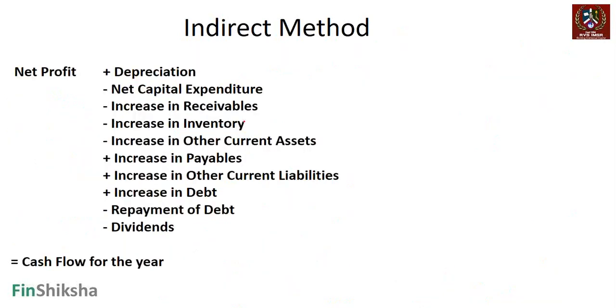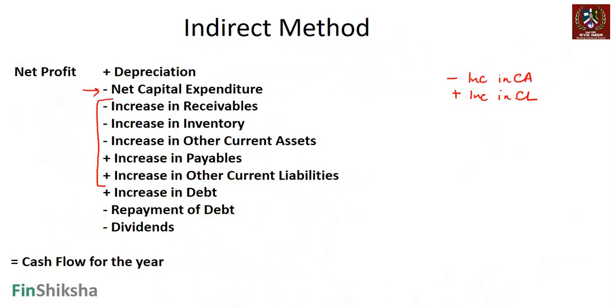So let's summarize. You have net profit plus depreciation. What I will do is I will probably put this elsewhere. When you look at these items, increase in inventory, increase in receivables, increase in other current assets, increase in payables, increase in other current liabilities. So any increase in current assets is subtracted. Any increase in payables or current liabilities is added, right? So what you are saying is minus increase in current assets plus increase in current liabilities, right?